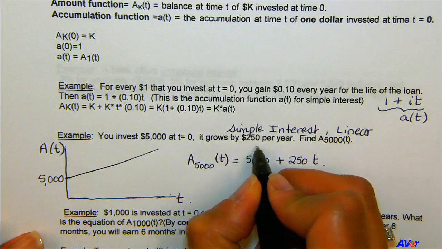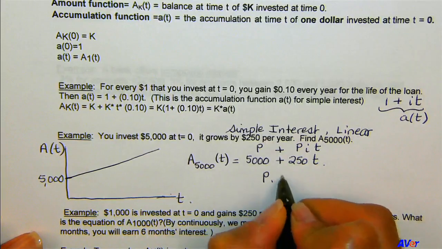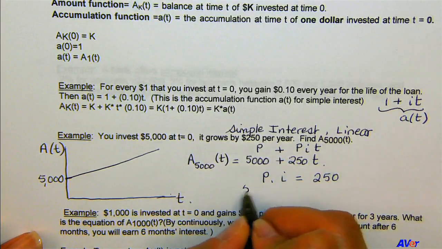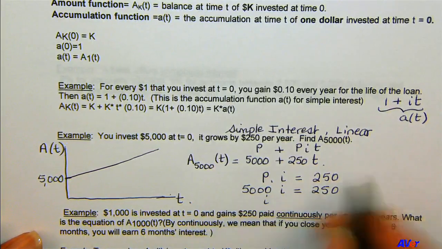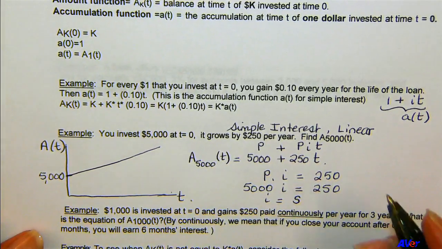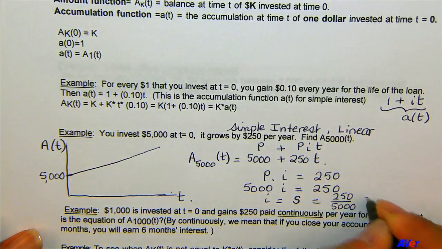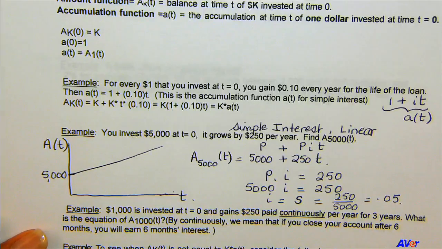Okay, so this is P plus PIT. So P times I equals 250. And P is given to be 5,000. So 5,000 I equals 250. Therefore, I, simple interest, so usually that's denoted S for simple interest, is equal to 250 divided by 5,000, which is 0.05. So that interest rate must have been a 5% simple interest rate. Get it? Any questions?